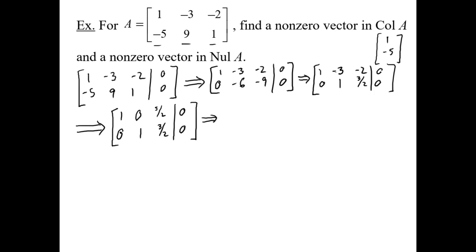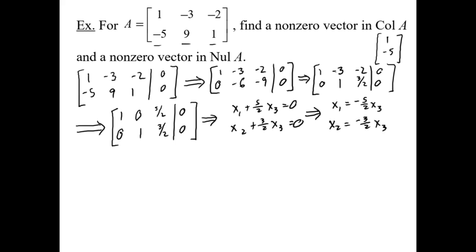Okay, and so this tells me that x1 plus 5 halves x3 equals 0. x2 plus 3 halves x3 is equal to 0. So x1 is equal to -5 halves x3. x2 is equal to -3 halves x3. And x3 equals x3. So all of my solutions look like this: -5 halves, -3 halves, and 1, all times x3.